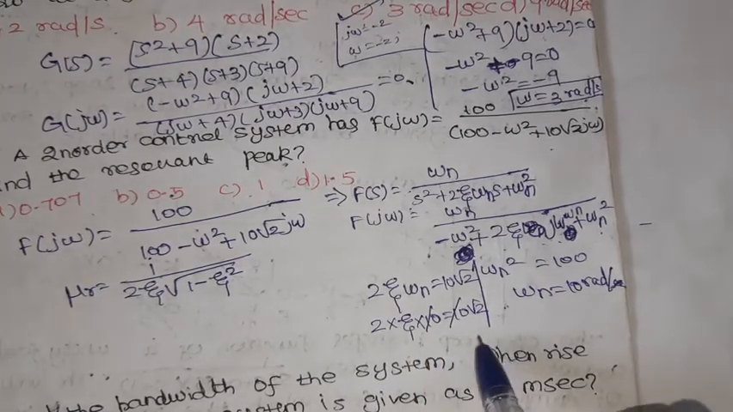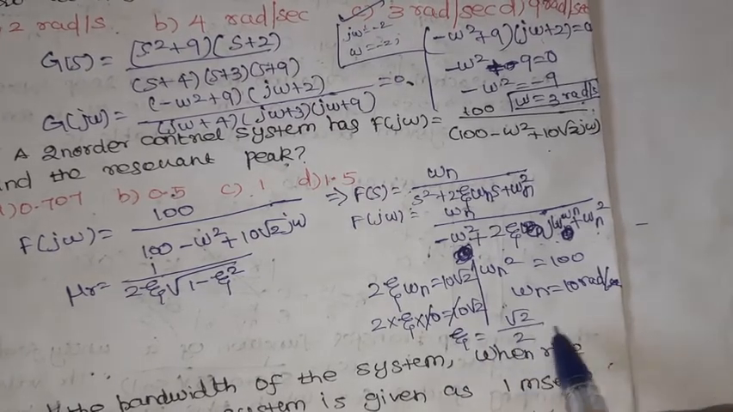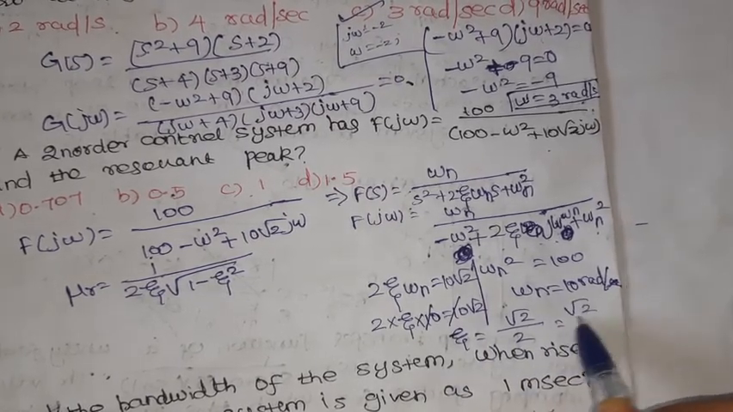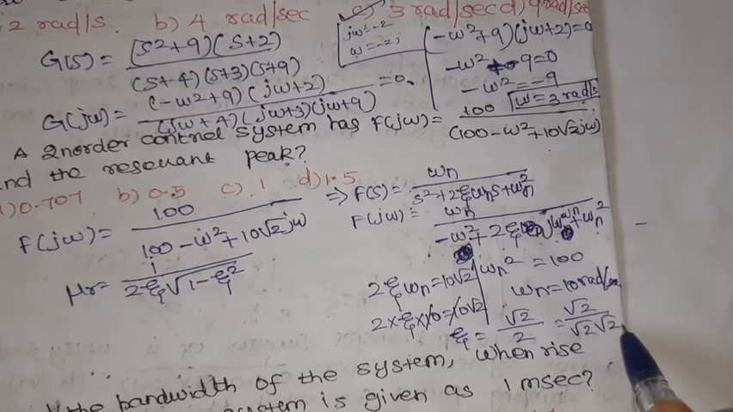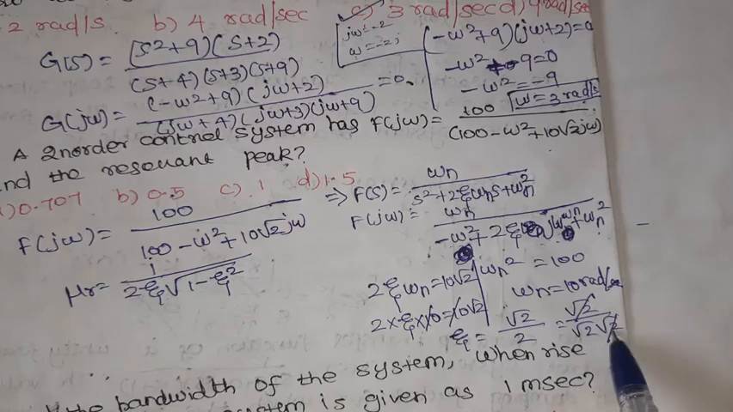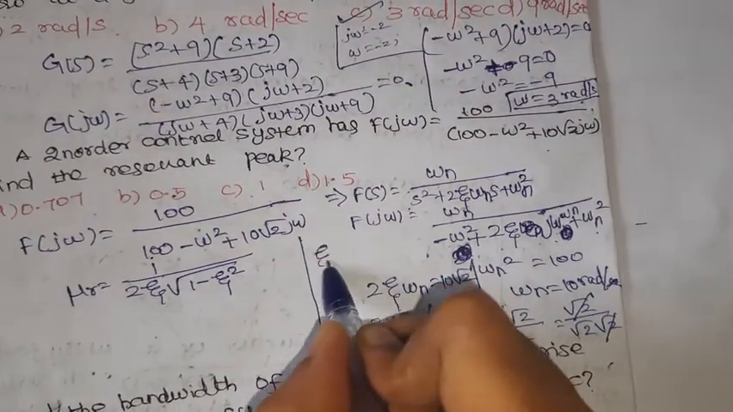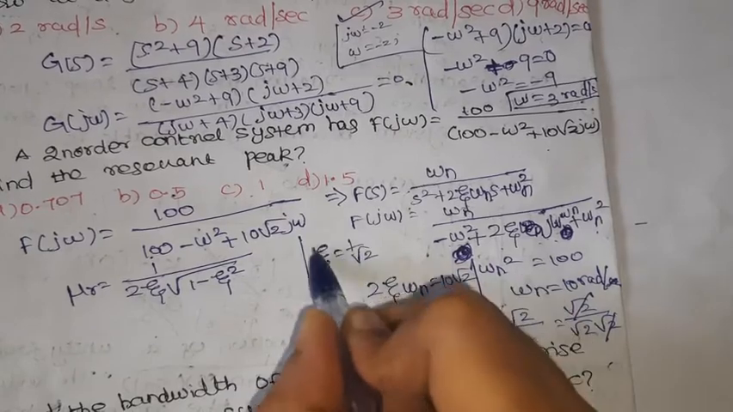So what is the zeta value? Zeta value is equal to root 2 divided by 2, which is root 2 divided by root 2 into root 2. The 2 can be written as root 2 into root 2, so this and this get cancelled. Zeta value is 1 by root 2.